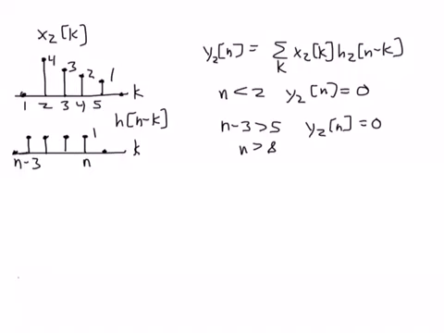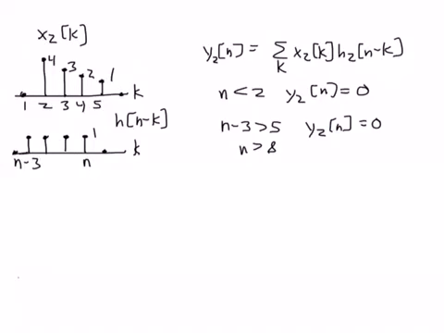So the non-zero values of the output are going to lie between 2 and 8, which makes sense because from other work we've done in class, we know that to find the starting point of the output, we add the starting points of x2 and h2. Starting point of x2 is 2, the starting point of h2 is 0. So the starting point should be 2. We add the ending points. The ending point of x2 is 5. The ending point of h2, if we look on the previous slide, is 3, so that's 8. So this all makes sense, hopefully.